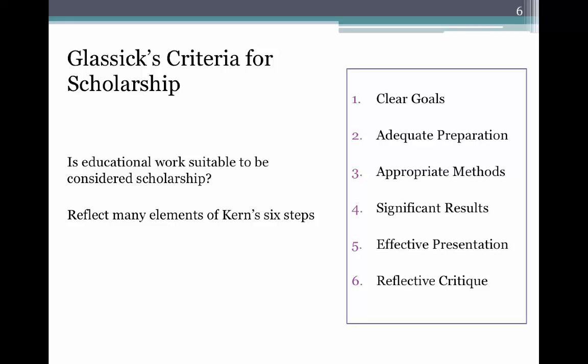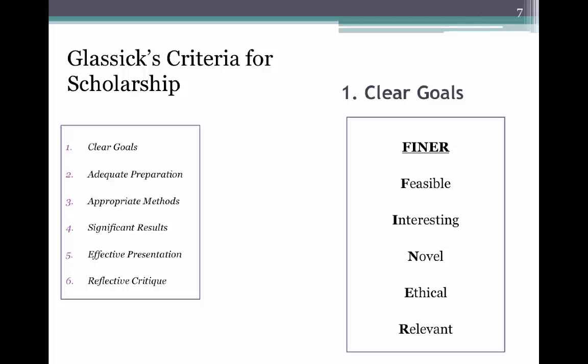Though not specifically part of the Kern 6 steps, many of the Glassick's criteria are reminiscent of parts of Kern that we have already discussed and will discuss again today, and we will go through them in detail when discussing how to approach evaluation of your curriculum. The first Glassick's criteria to consider is clear goals of your scholarly project. This should sound familiar and be a bit of a review, as we have discussed this already in Webinar 1 when we introduced FINER as a mnemonic for evaluating your scholarly question. As a reminder, FINER stands for feasible, interesting, novel, ethical, and relevant.